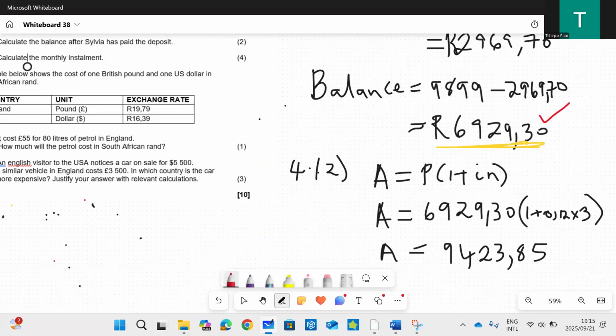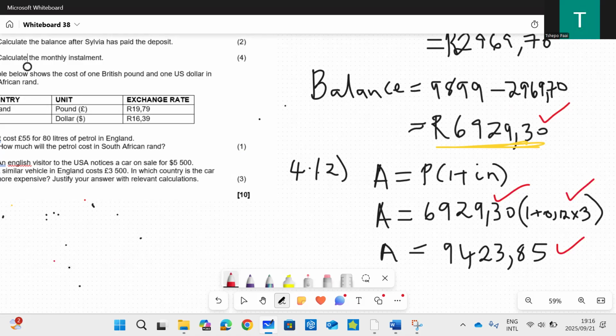Remember, let's see where we will allocate marks. This is from previous years' papers. Marks were allocated where P was substituted, the brackets, and the final answer. But remember, that is your A. That R6,929.30, if it gets an interest rate of 12% per year for 3 years, it will end up being R9,423.85. Now, remember, that's what Sylvia must pay after the deposit of R2,969 was subtracted.